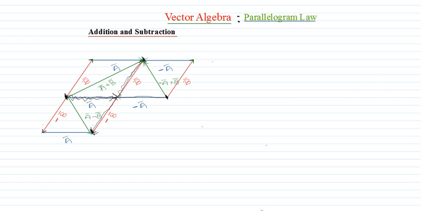So here we got the addition using this parallelogram. The first parallelogram we got addition, and in the next two parallelograms we got a minus b and b minus a respectively. Here we got a minus b, and in this parallelogram we got b minus a.